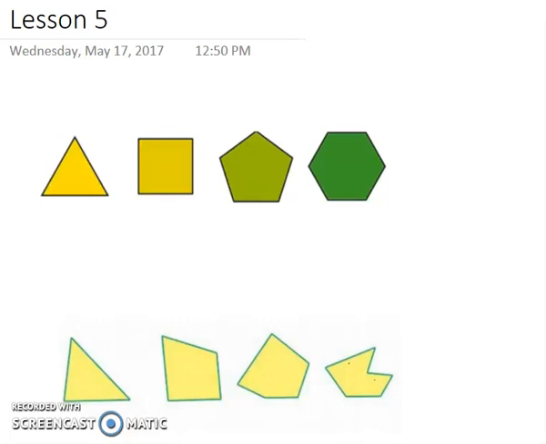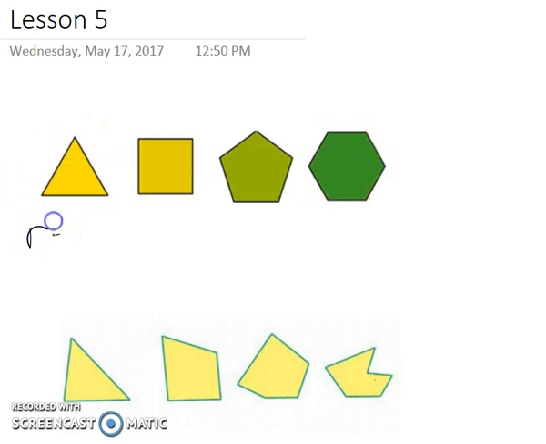Hi boys and girls, this is lesson 5 in module 7. And to begin with, we're not going to start immediately off with the problem set because you see these shapes, but they're not on your problem set. We need to talk about some more vocabulary. So that means look at these shapes.